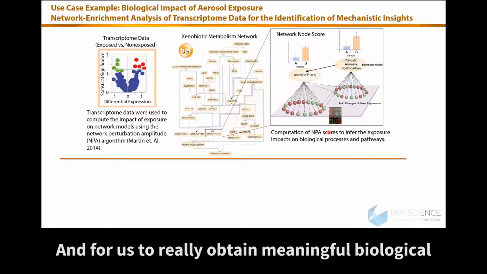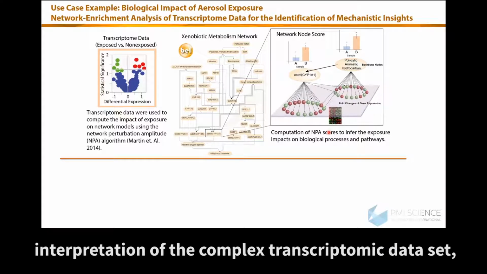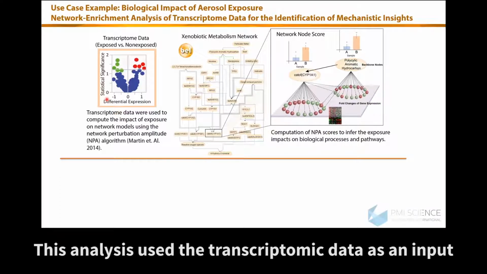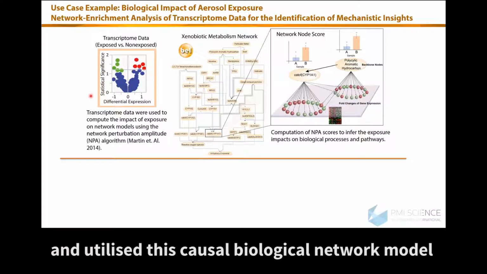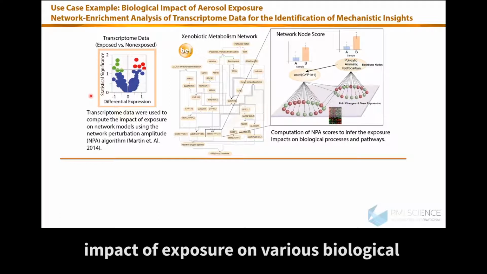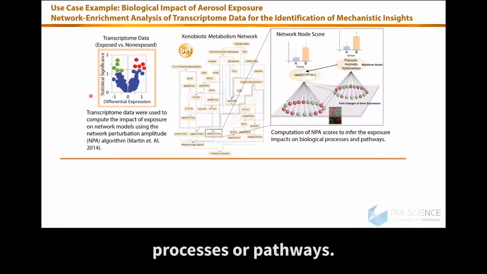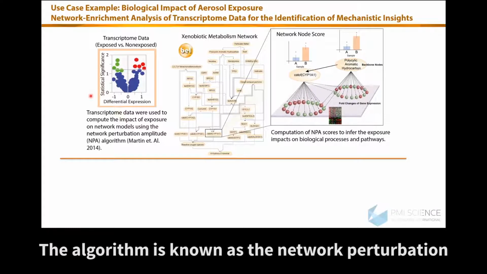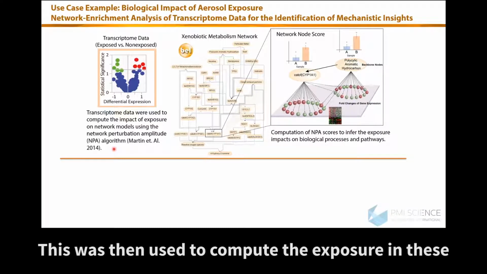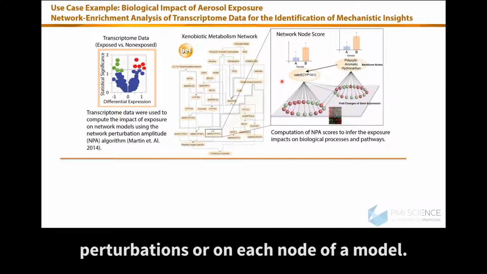To obtain a meaningful biological interpretation of the complex transcriptomic data set, we used the network enrichment analysis approach. This analysis uses transcriptome data as an input and utilizes causal biological network models and a computational algorithm to infer the impact of exposure on various biological processes or pathways. The algorithm is known as the Network Perturbation Amplitude, or NPA. This was used to compute the exposure-induced perturbation score on each node of a model.